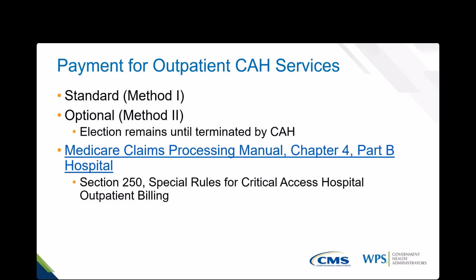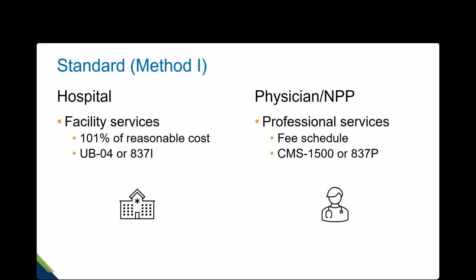So let's define these 2. First up, under the standard payment method, critical access hospitals, or CAHs, like I said, are paid a facility fee for furnishing their outpatient services. And this is 101% of reasonable costs minus any Part B deductible and coinsurance amounts. These are sent to Medicare on a UB04 or the 837I electronic equivalent.